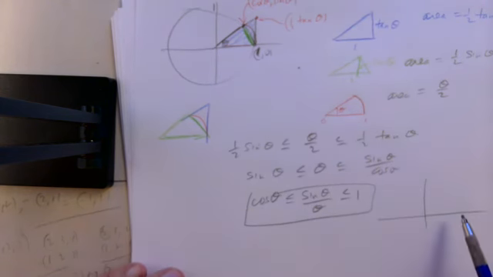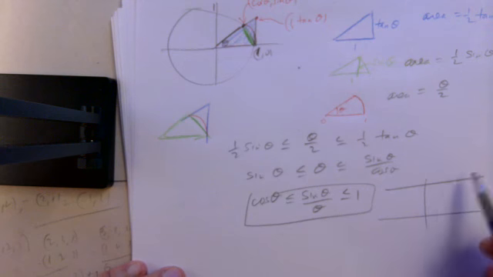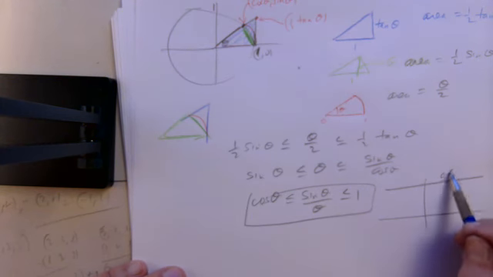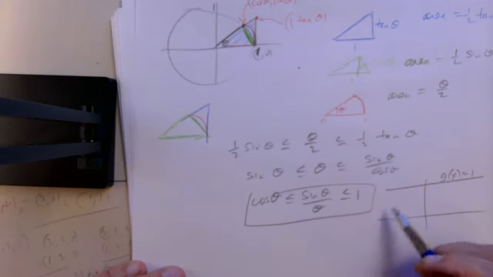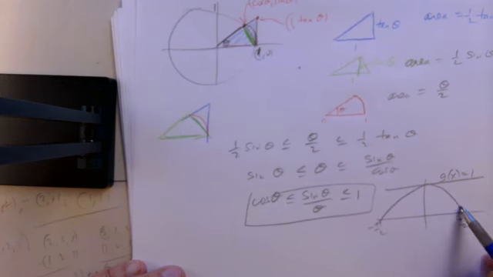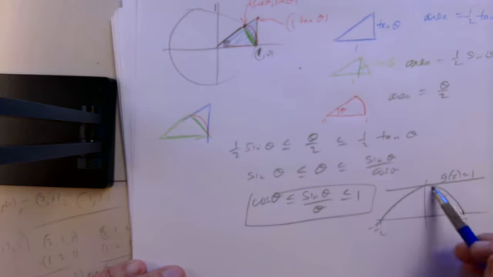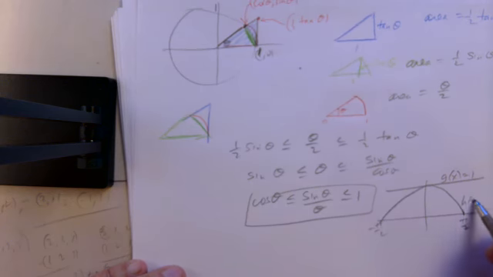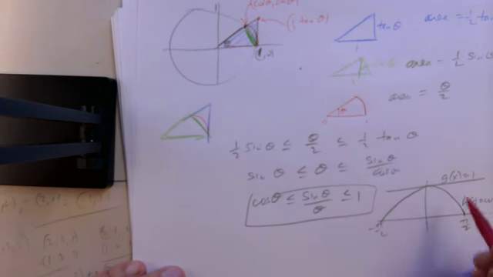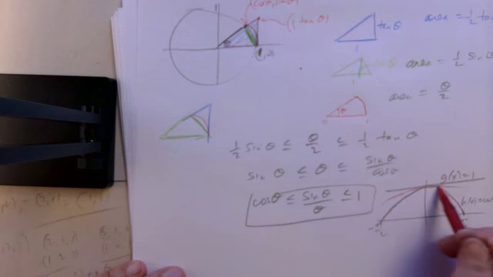So what does my picture look like? Here, I have the function g of x equal to 1. Cosine theta, let's say from minus pi over 2 to plus pi over 2, looks like that. And sine theta over theta is squeezed in between these two.